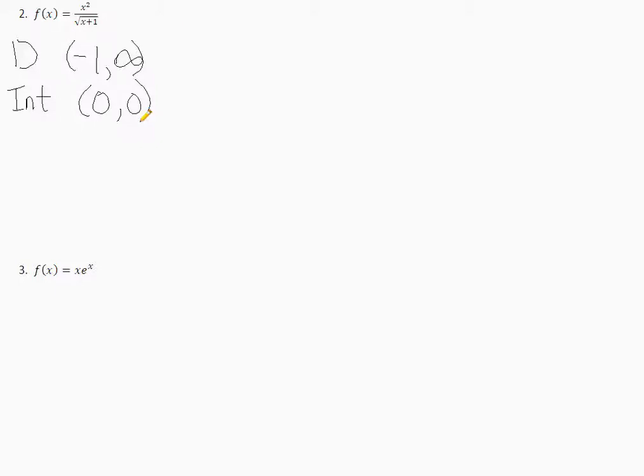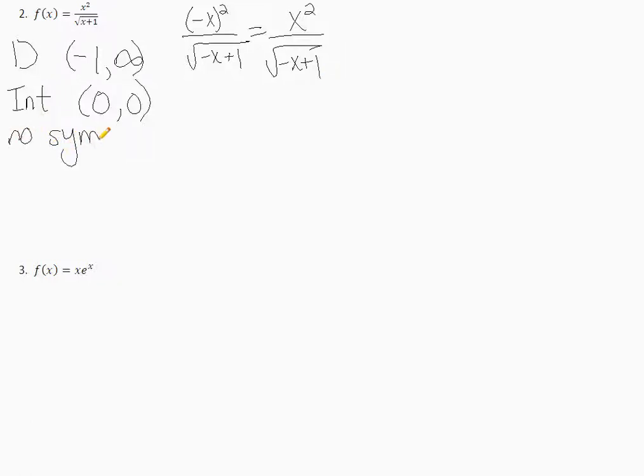If I plug -x in for x, let's see what happens. Nothing. It's not the same thing, and it's not the opposite. It's not the exact opposite equation and it's not itself, so I have no symmetry by testing negative x. What's next? Asymptotes. I know I have a vertical asymptote at -1. Why? Because that's what makes the denominator 0, and I have no horizontal. This isn't a rational polynomial function.